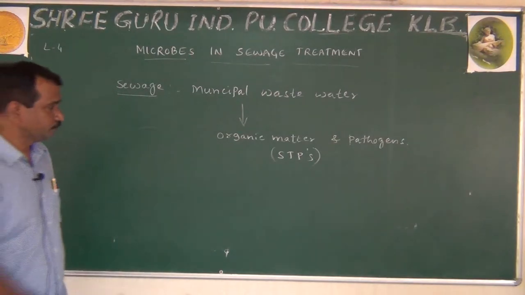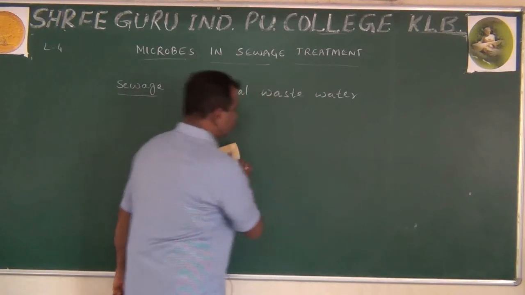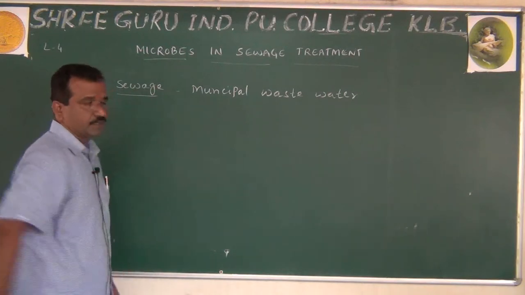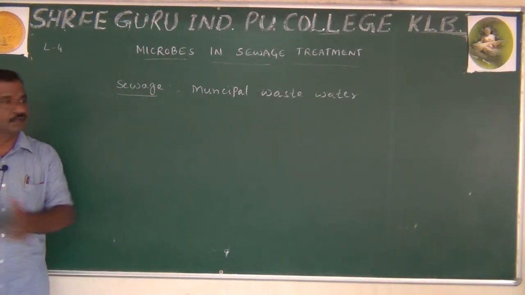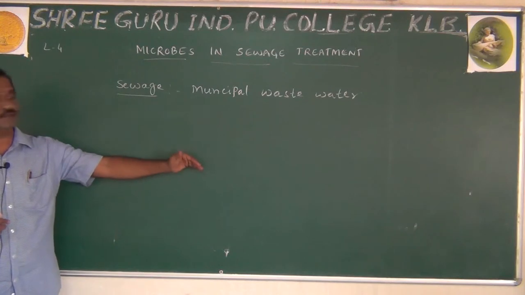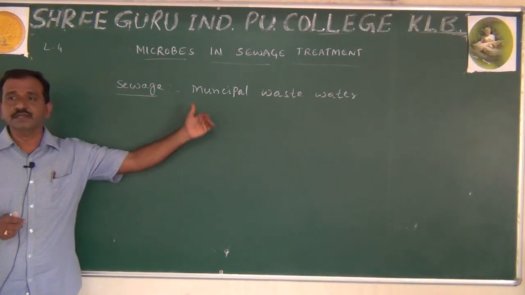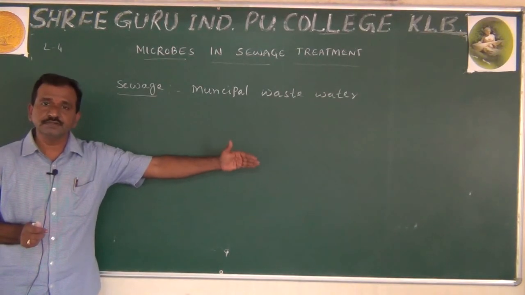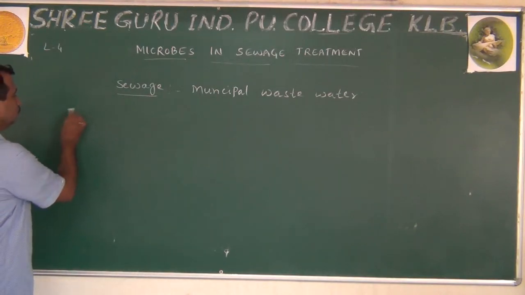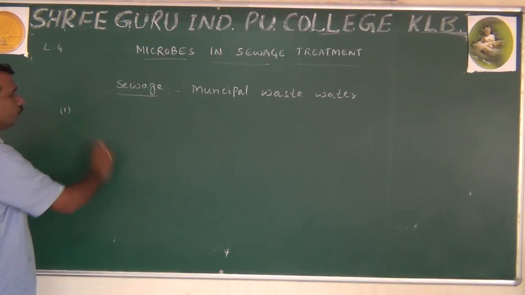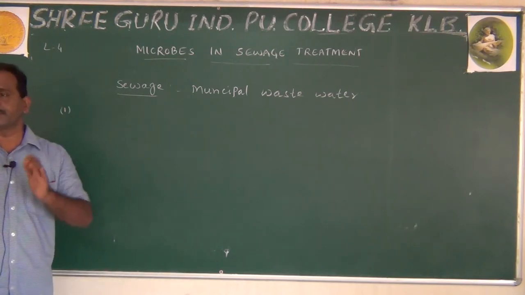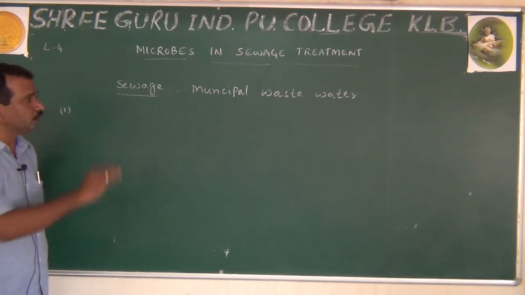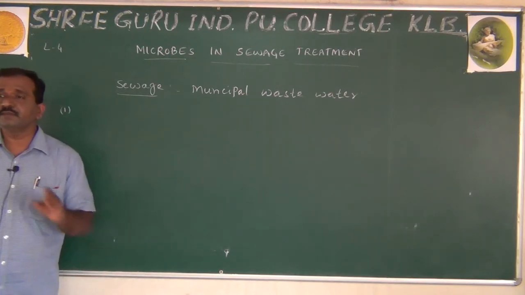Next, whatever we have studied here, STP is the sewage treatment plant. Now we are going to start the treatment of the sewage waste materials, that is, municipal wastewater has to be treated, and later on we release it into the rivers or the streams. First, the sewage waste is treated by means of two processes. The water is filtered, or treatment takes place in two ways.